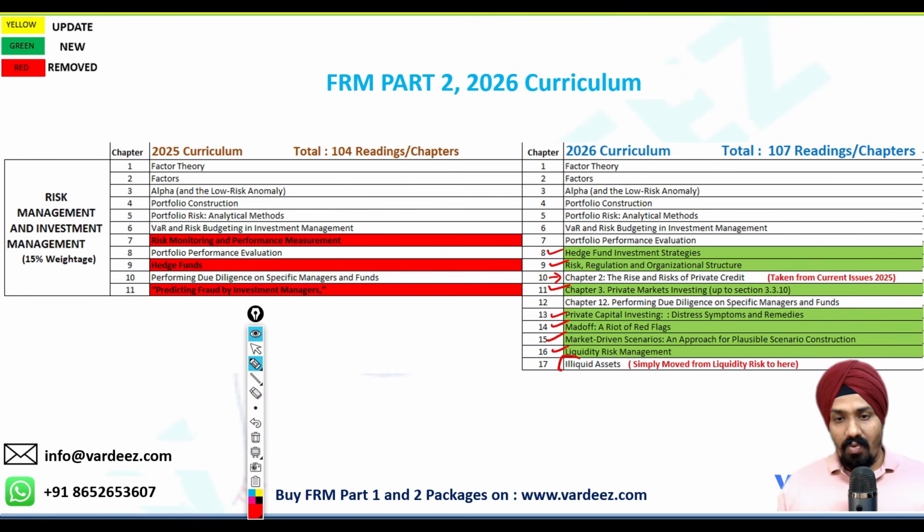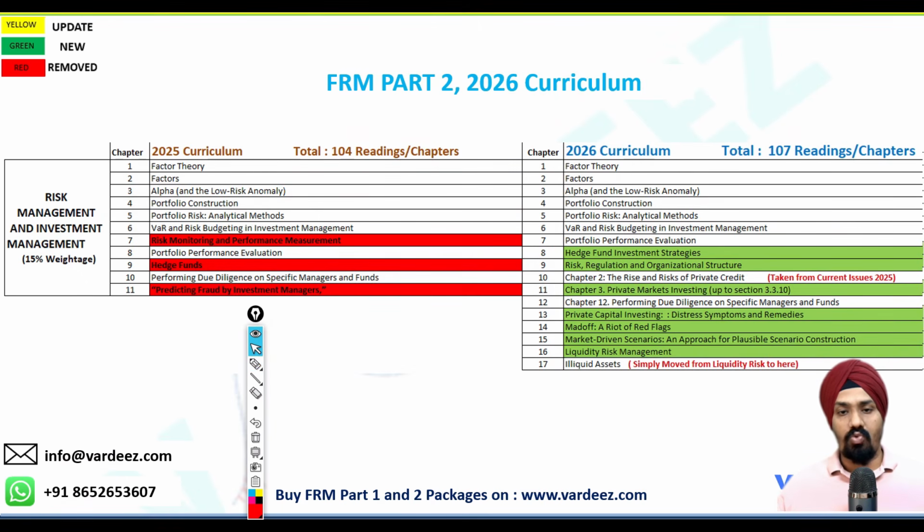Again, illiquid assets, I have made a note that it has been simply moved from liquidity risk to here. Nothing major that we have here. Okay, so all the things that you see here, this has been a massive update to the risk investment book.